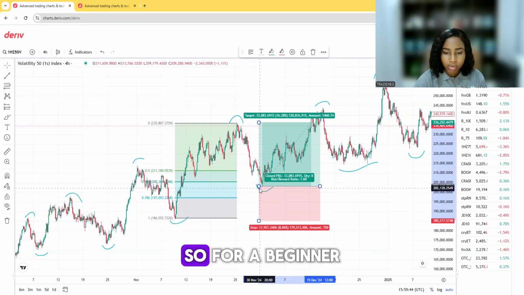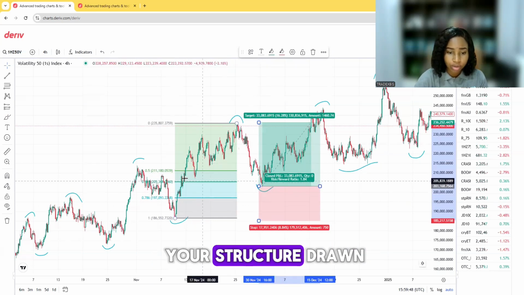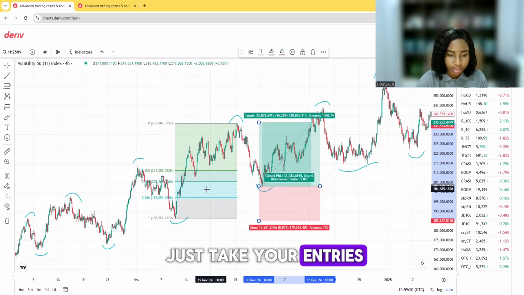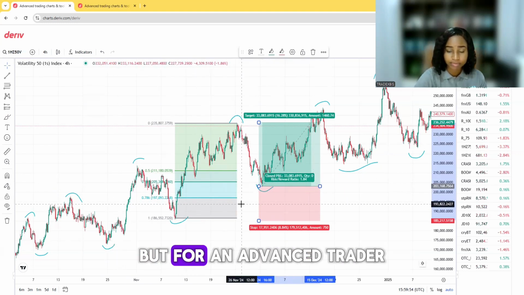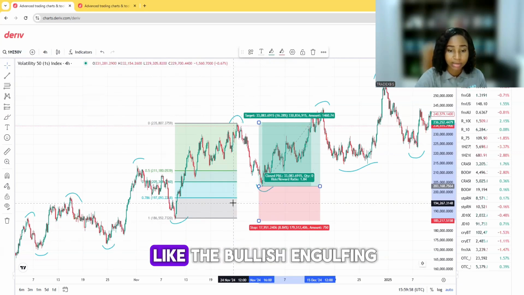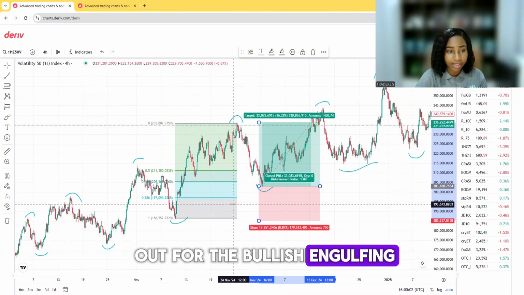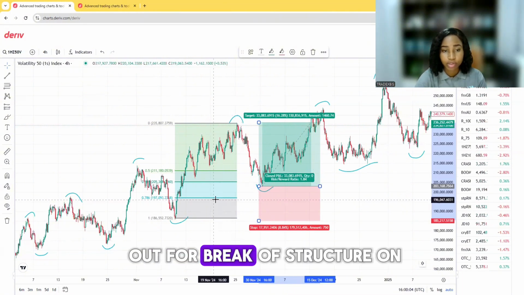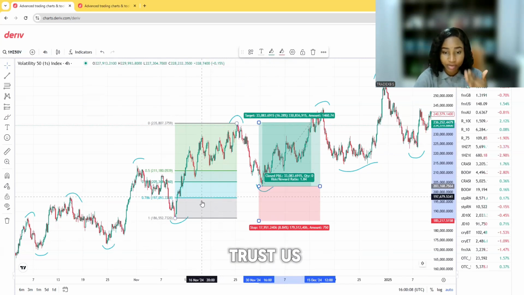So for a beginner trader, after you've seen your structure and drawn your fib, you can just take your entries anywhere around 0.5. Just don't stress yourself. But for an advanced trader, there are more things you need to look out for, like the bullish engulfing, and you need to check for break of structure on lower time frame. Those are more complex and advanced teachings.